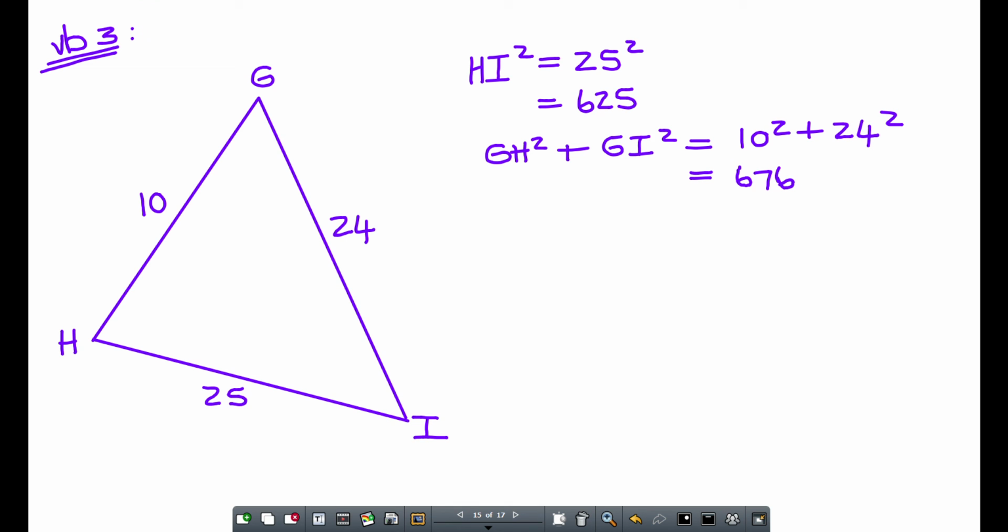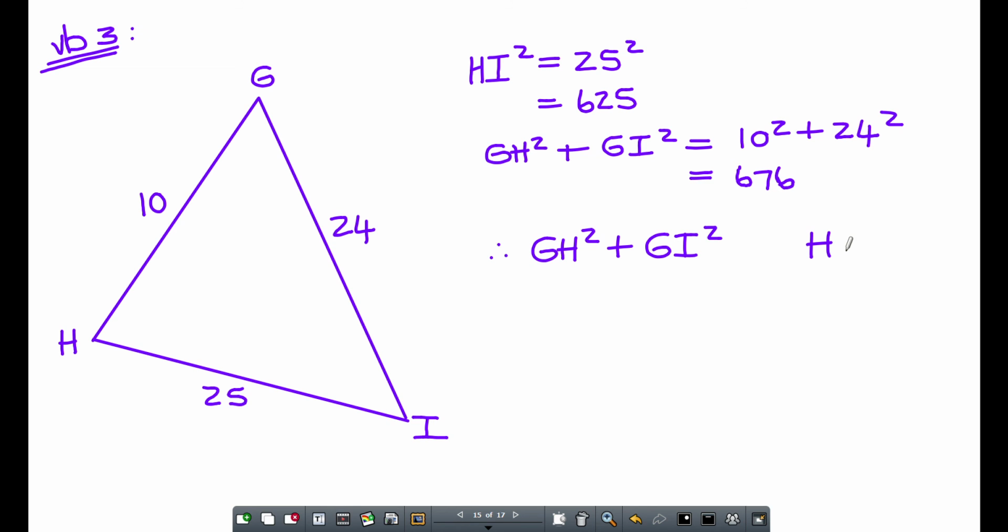Okay, now have a look. 625 and 676. Is it the same? No. So I am going to say GH squared plus GI squared. I cannot say equal yet.